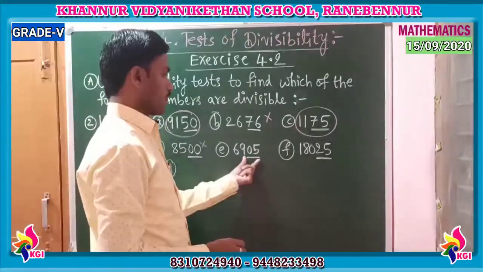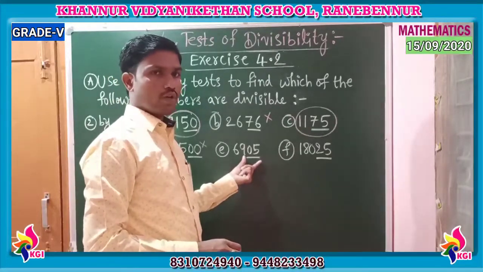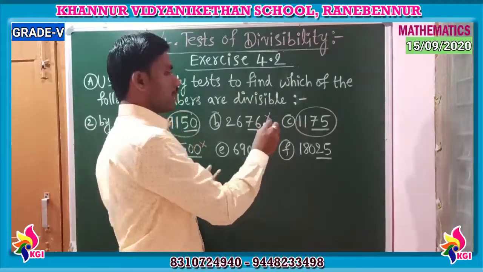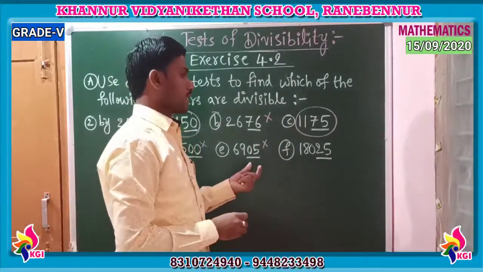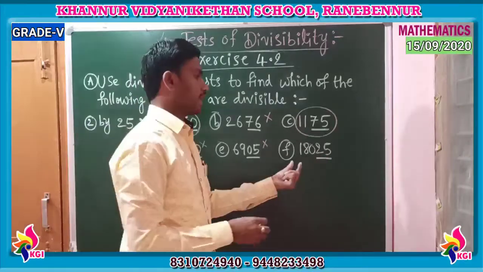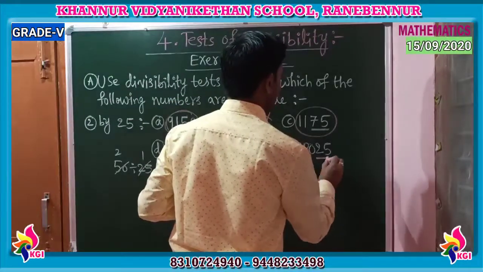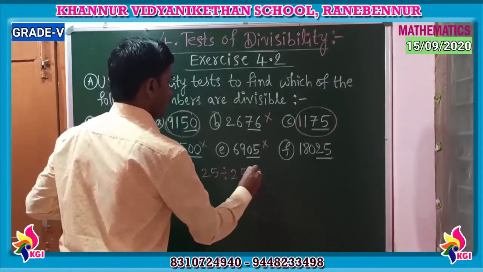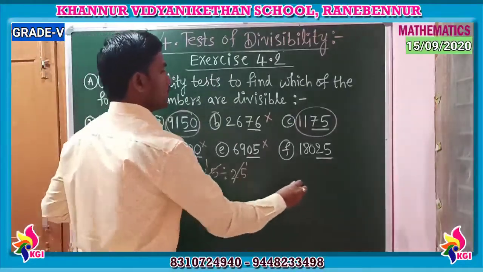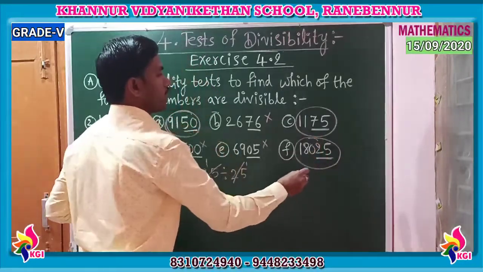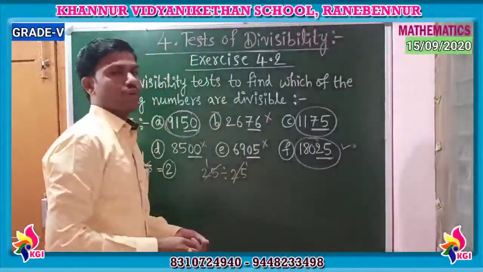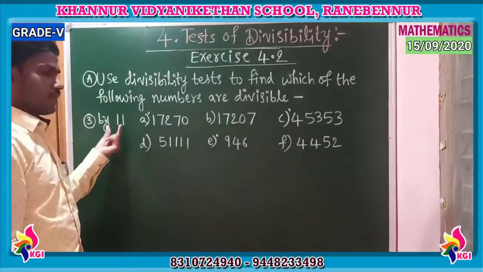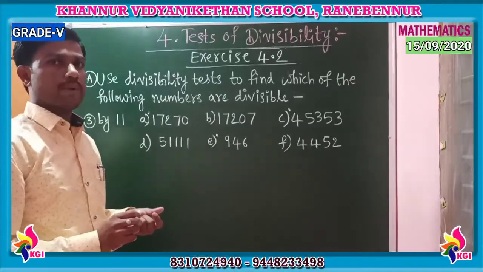Next, children, 6905. Is 05 divisible by 25? No, that's why 6905 is also not divisible by 25. Next, 18025. In 18025, the last digits 25 are there. 25 divided by 25 gives 1. So this number 18025 is also divisible by 25. Yes. The next, third question, is by 11. Yes, already we know the rule of divisibility by 11.